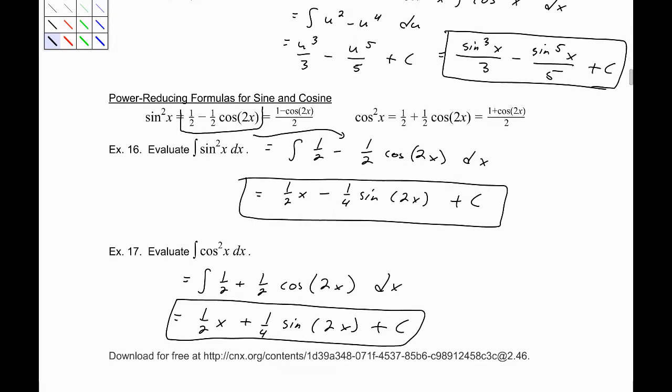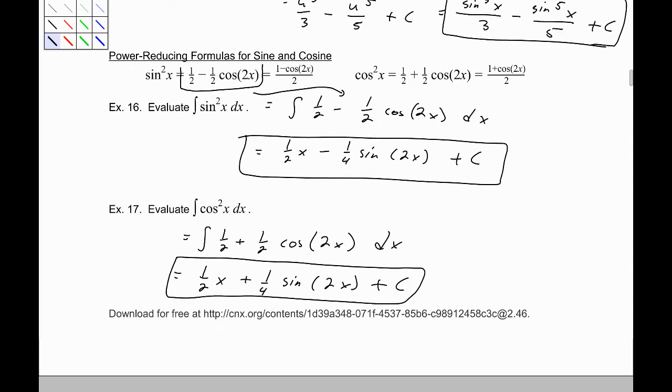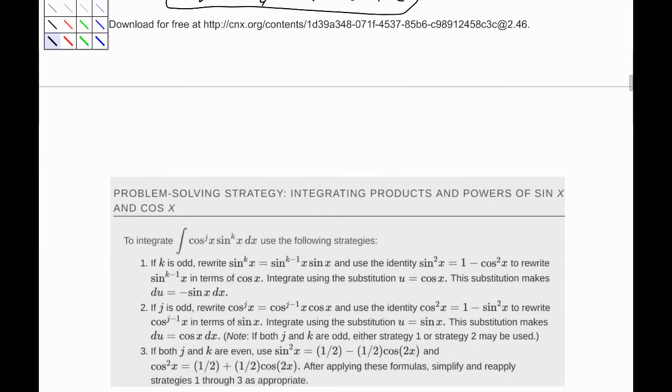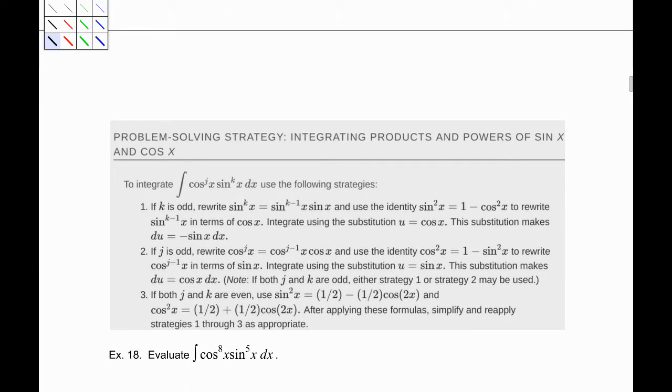Now, there's a flow chart coming up next. Okay, a problem-solving strategy. I suggest you read this, but we've actually been using this the entire time. If we have even exponents, we use that identity, sine squared x equals that, cosine squared x equals that. So if they're both even, you can use that. If one of them is odd, then you pull off a power there. That way you get that single sine or that single cosine, and then use the Pythagorean identity. Okay, so keep that in mind.